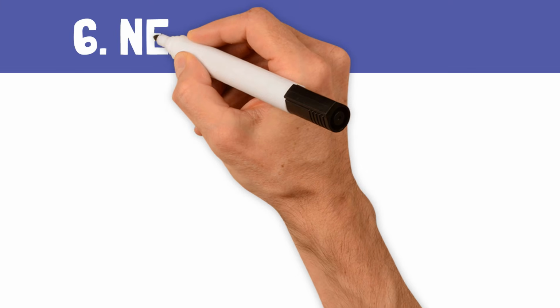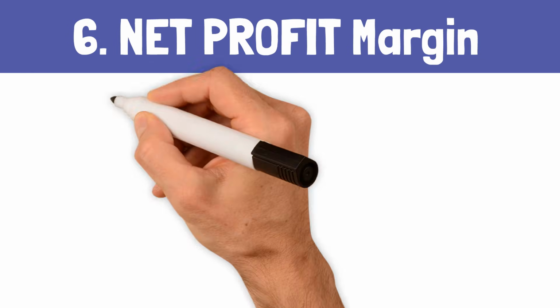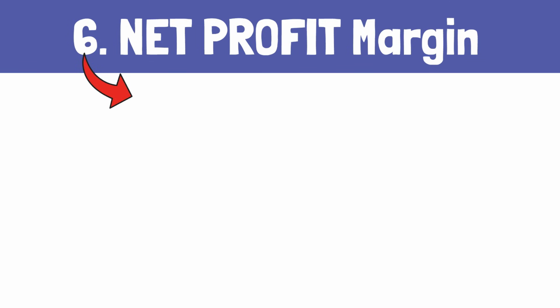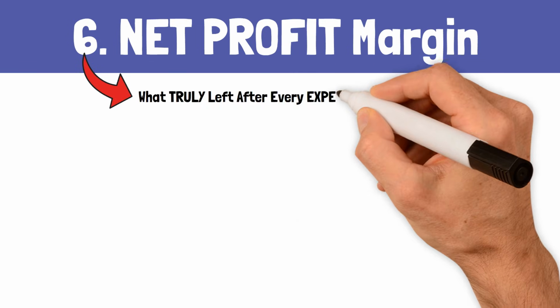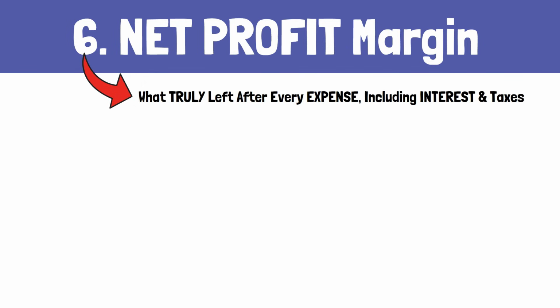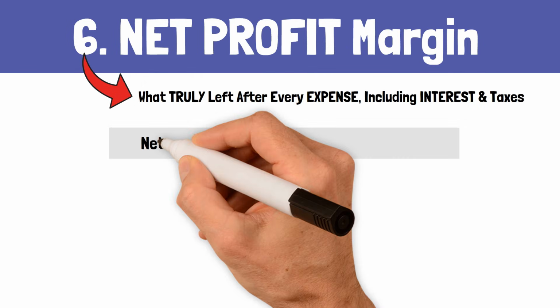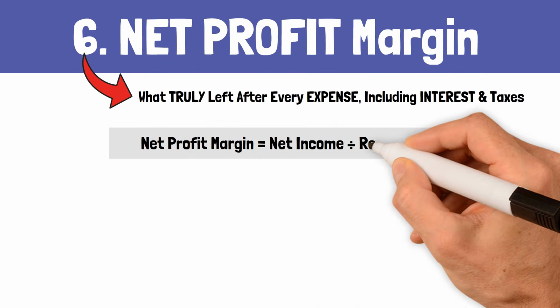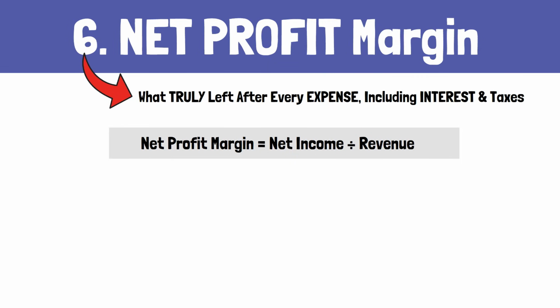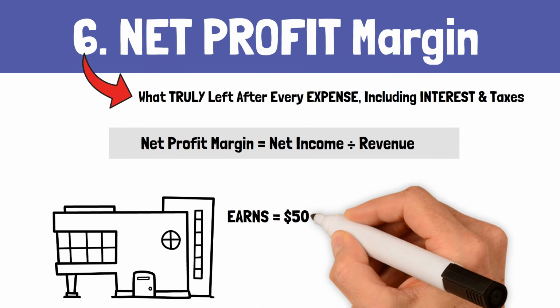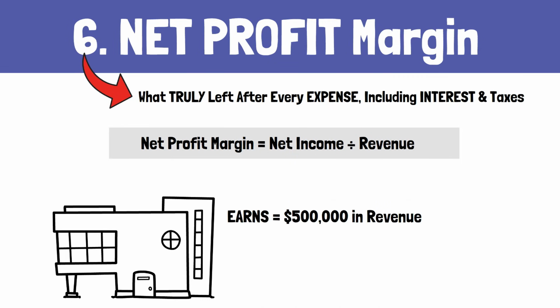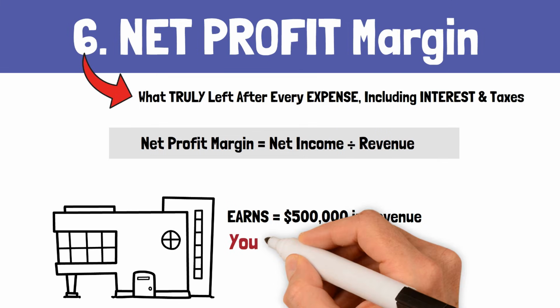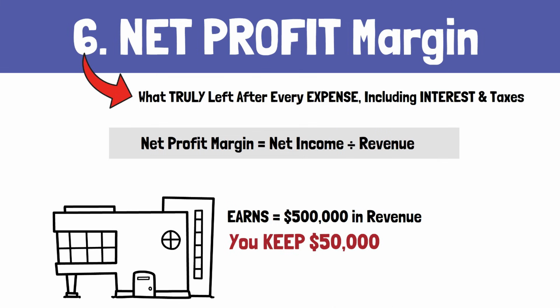Number 6. Net profit margin. Net profit margin shows what is truly left after every expense, including interest and taxes. The formula is net income divided by revenue. Imagine your business earns $500,000 in revenue. After paying all costs, including salaries, rent, loan interest, and taxes, you keep $50,000.